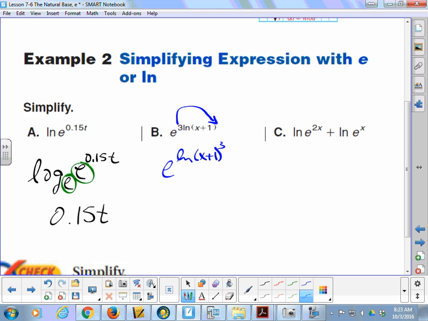So since our base is e, natural log has a base of e, so the answer to this is (x plus 1) to the third. And don't multiply that out. That would just be more work than we want right now. Okay.